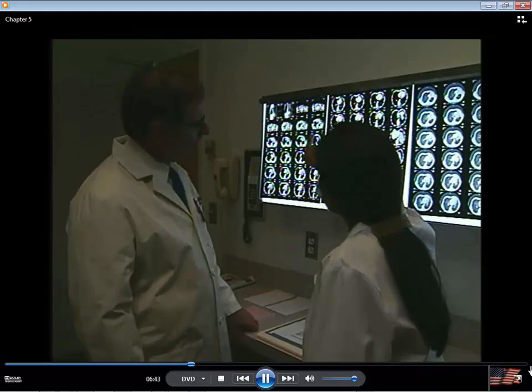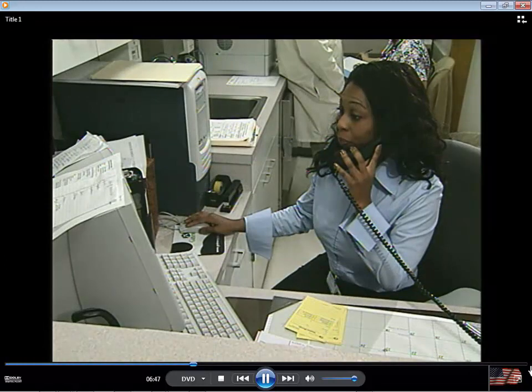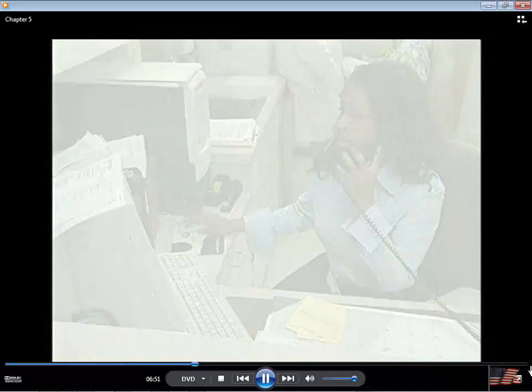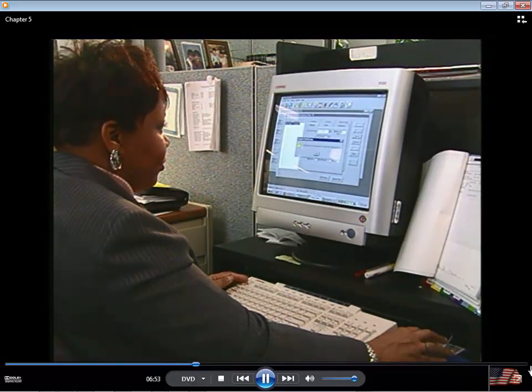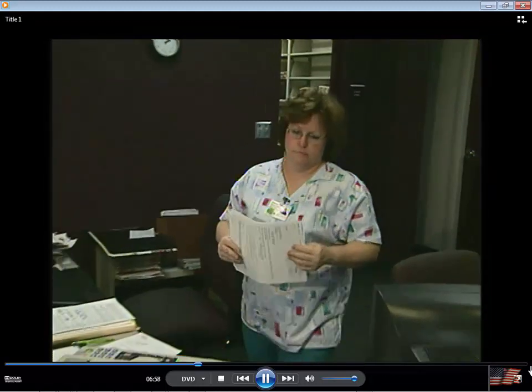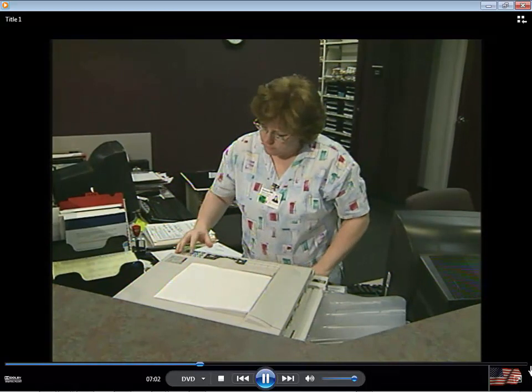Healthcare providers talking about their patient. Permitted. A secretary scheduling a surgical procedure. This is a permitted use for treatment. Using PHI to file a claim for payment. Permitted. A nurse faxing a copy of PHI to a specialist who needs information to treat a patient.